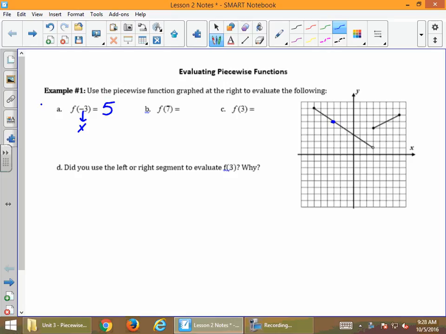Do the same thing for f of 7. We know the number inside the parentheses is always x. So go to where x is 7. 1, 2, 3, 4, 5, 6, 7. Go up to your graph. What's the y value there? 6.